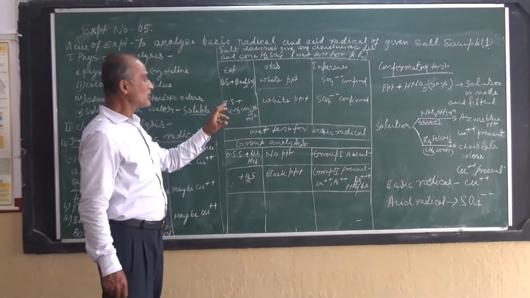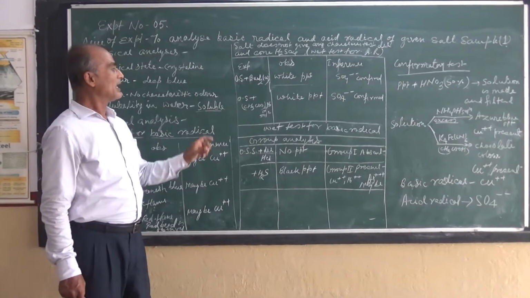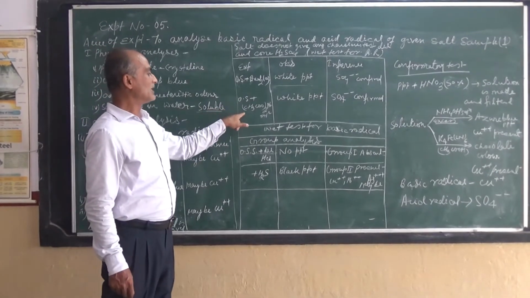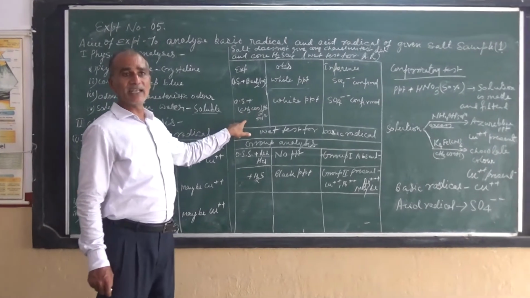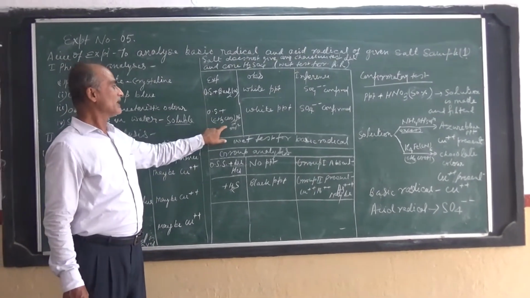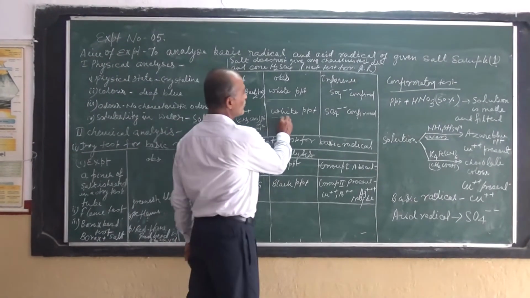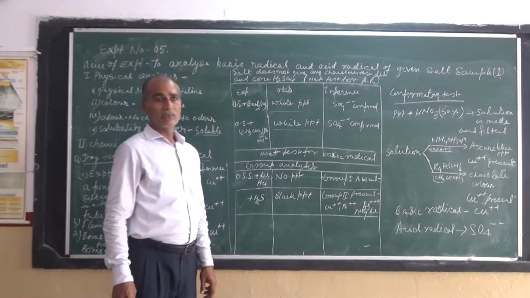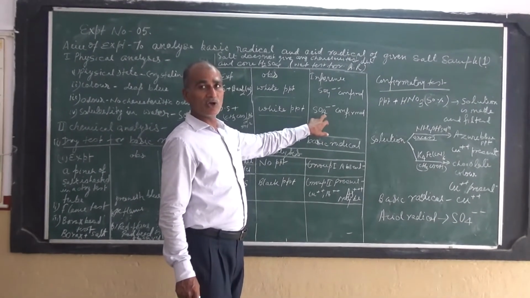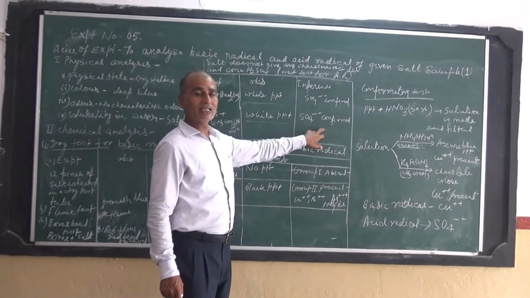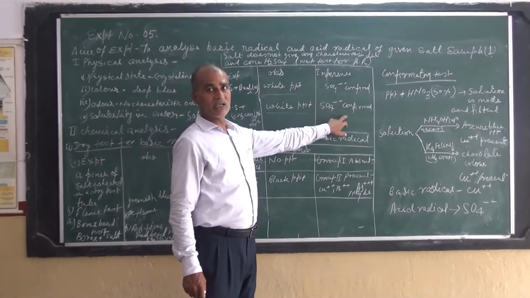The second test we can also do. We take the sample and make its solution in distilled water, and lead acetate solution is added. After adding a little lead acetate solution, again we will get a white precipitate. That will confirm the given salt is a sulfate salt, that is, the acid radical of the given salt is the sulfate ion.